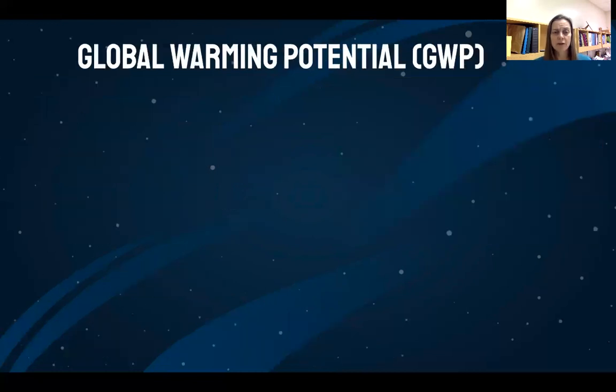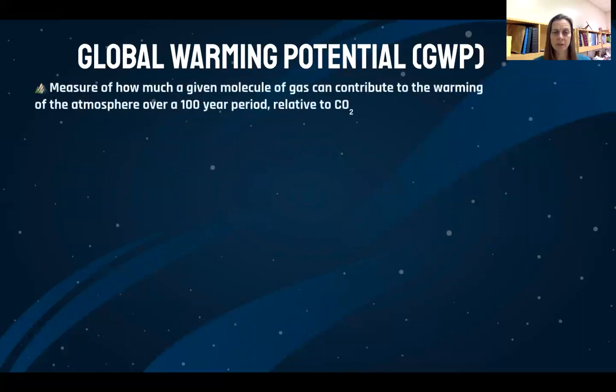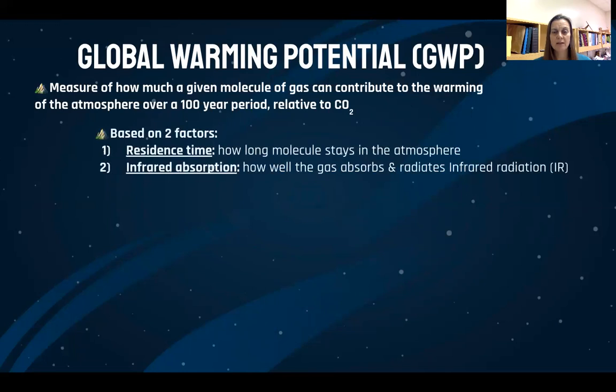So let's talk about those four and their global warming potential, which we abbreviate GWP. So global warming potential is just a measurement of how much a given molecule of gas can contribute to the warming of the atmosphere over a 100-year period. So it's a very specific definition. Over 100 years, how much can this contribute to warming as compared to carbon dioxide? And so because we compare to carbon dioxide, we set carbon dioxide as 1.